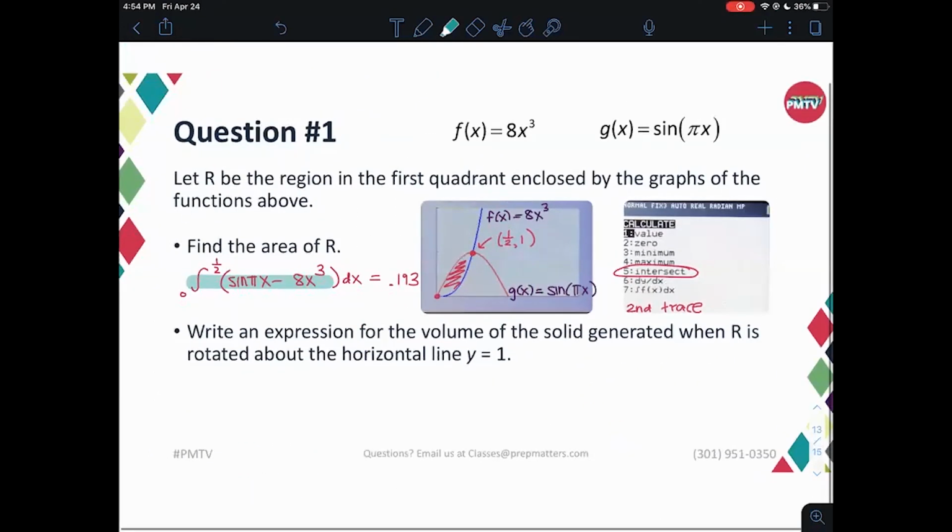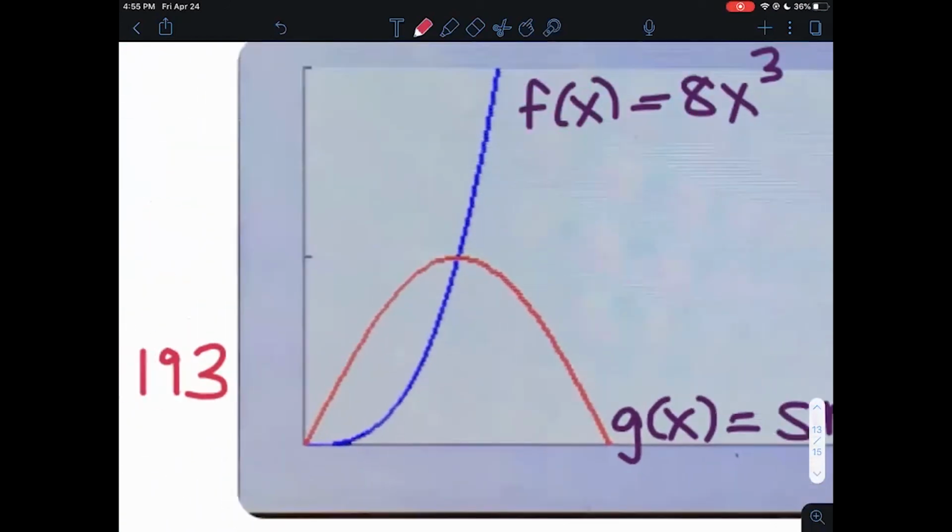And then the last one, here's where we get to think about this volume situation. Write an expression for the volume of the solid generated when R is rotated about the horizontal line, y equals 1. So we are going to rotate around this line. When we rotate around this line, we are rotating around a horizontal line. We rotate around a horizontal line.